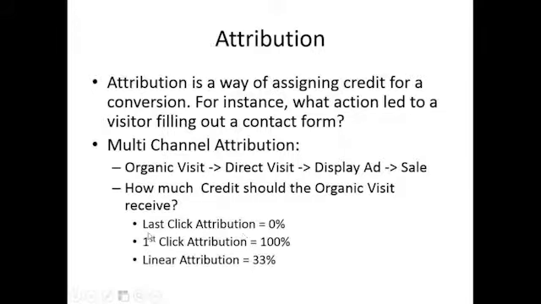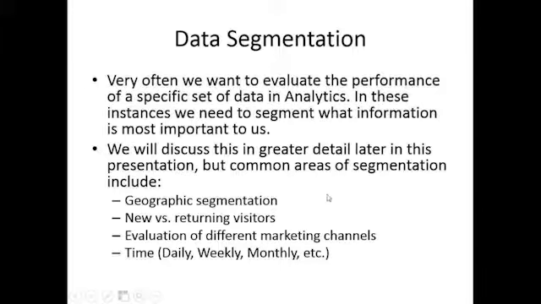However, if the organization said, we're going to give first click attribution, we're going to give credit to the first thing that led to this user, 100% of the credit would go to the organic visit. This is a little bit more of a fair way of doing things, a linear attribution. We give credit to each step of the process. The customer had a positive enough experience from each of these where eventually it led to a sale. In linear attribution, the organic visit would receive 33% of the credit.